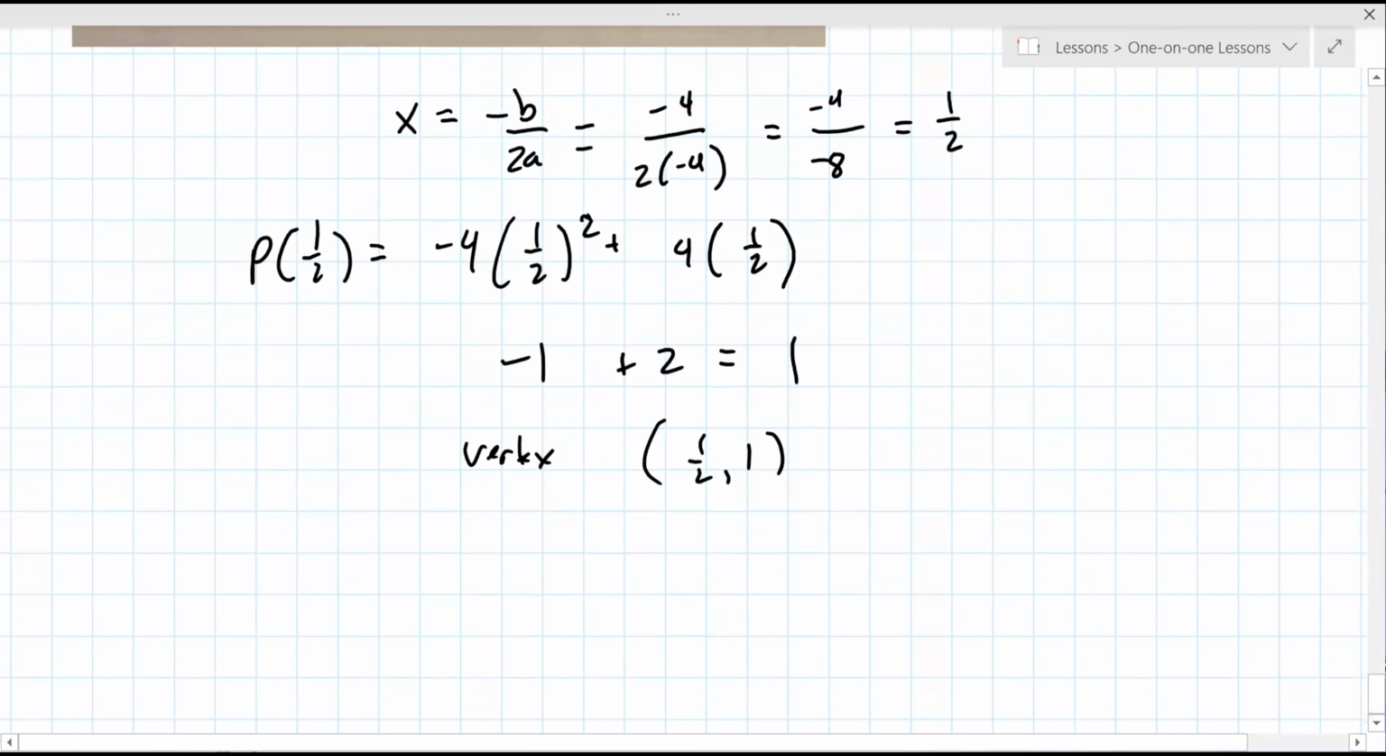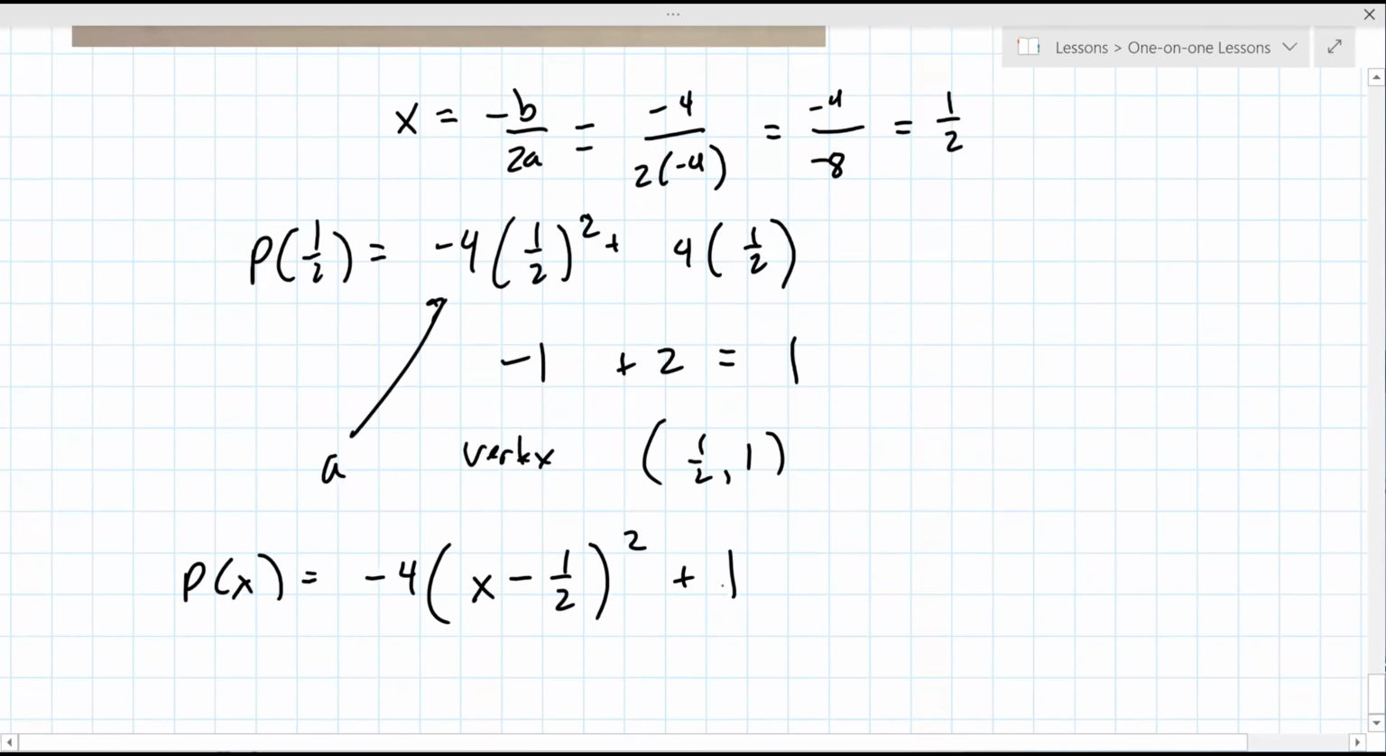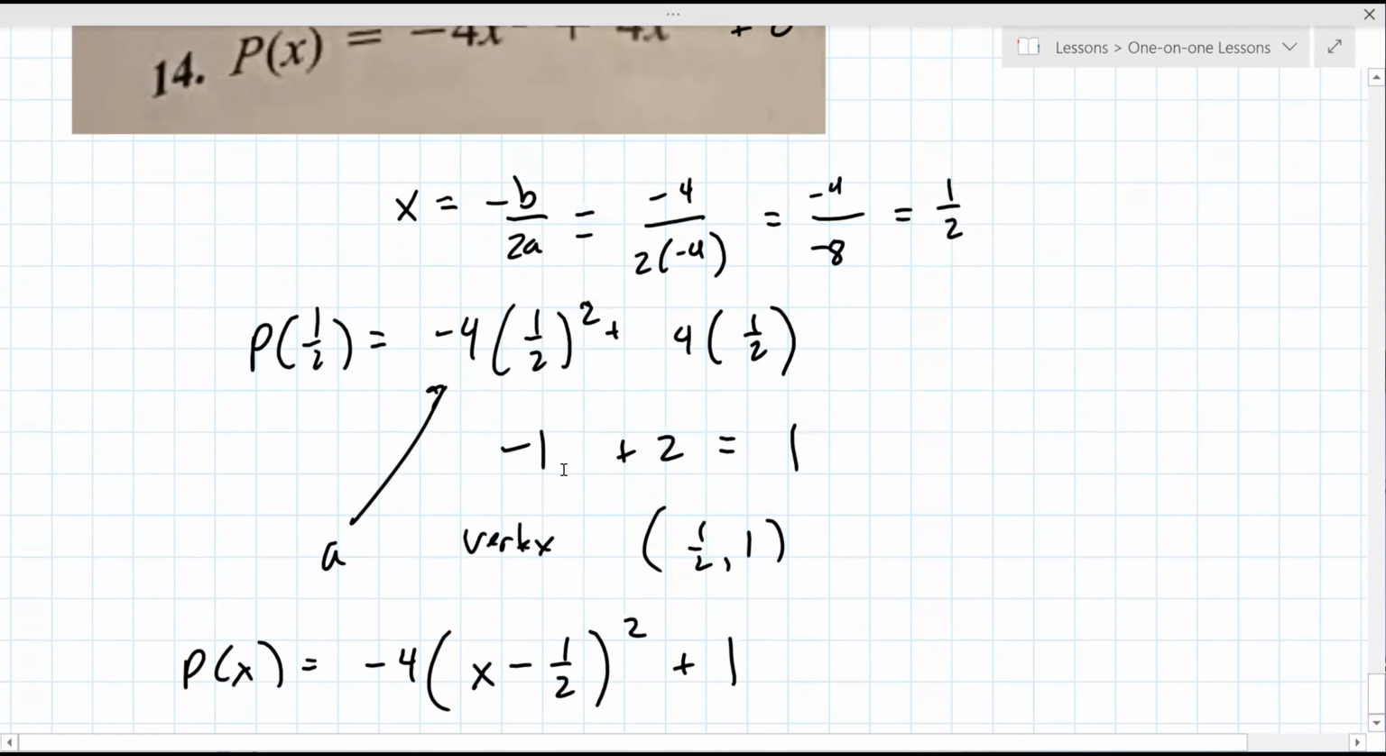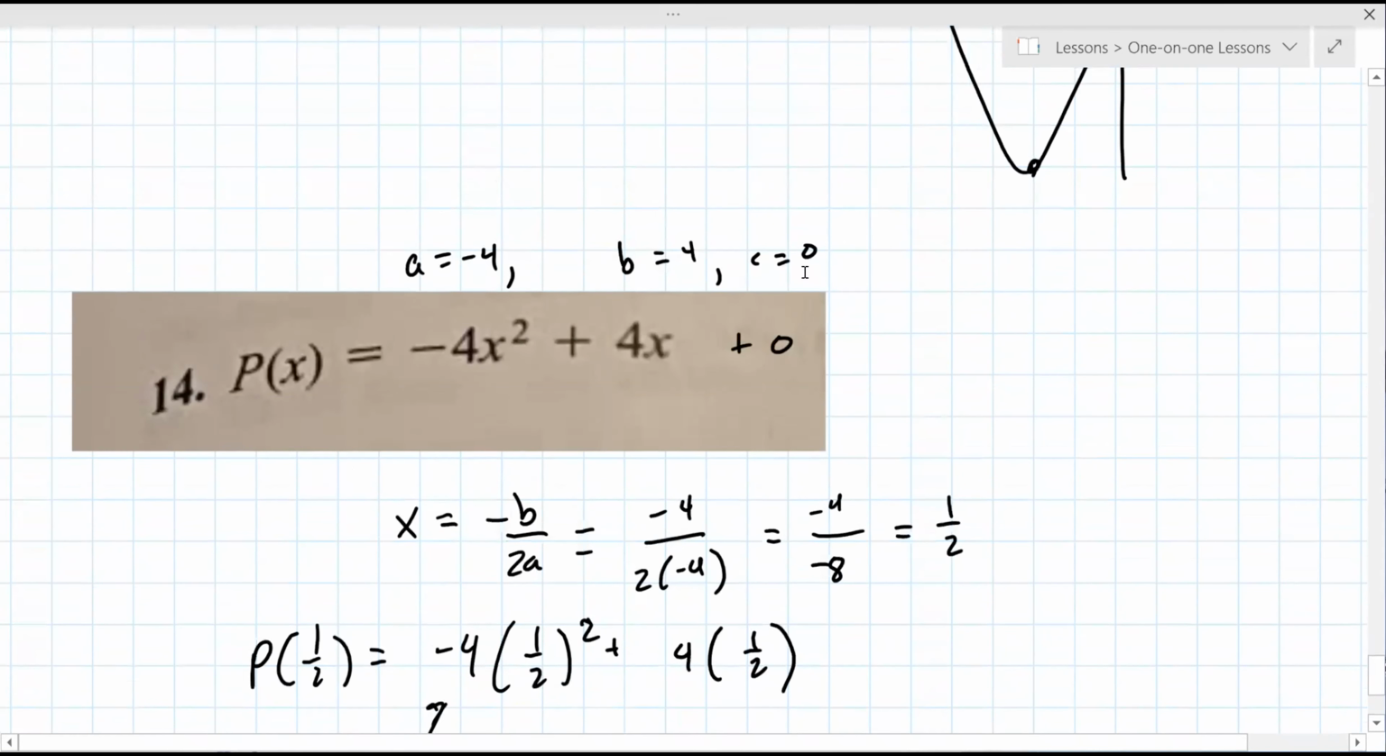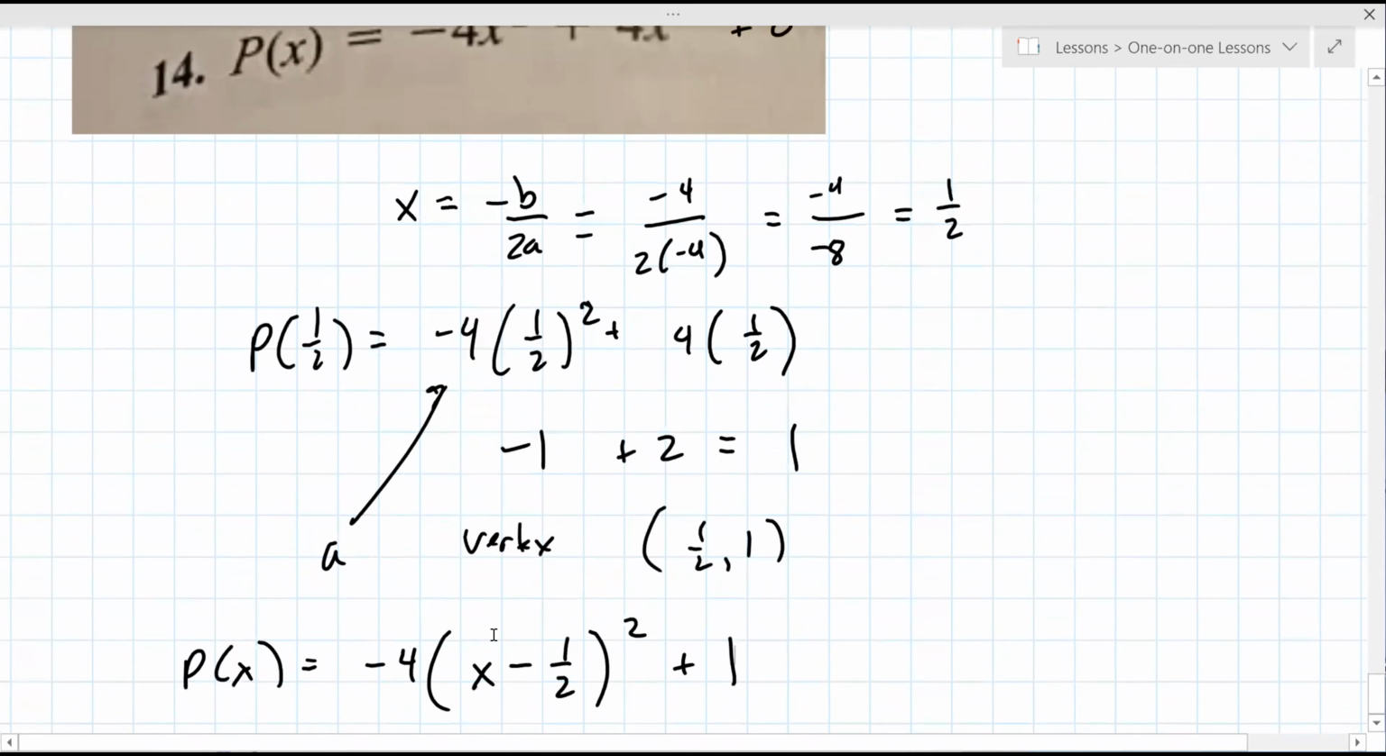So now your A value is still -4. This is your A value. Okay. So P of x equals -4 times (x minus 1/2) squared plus 1. Yep. Now, if you didn't believe it, if you're like, well, I don't even know if that's right, if you expand this, you should get back to the original. So if you were to FOIL this, multiply it by -4, and then add 1, you'll get back to it.